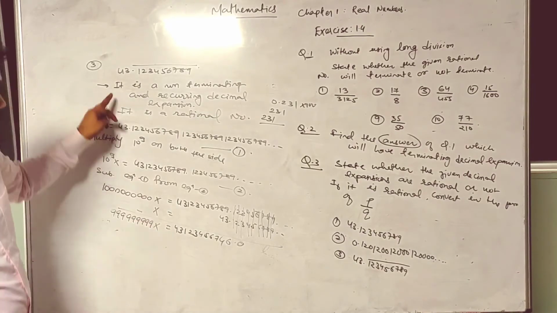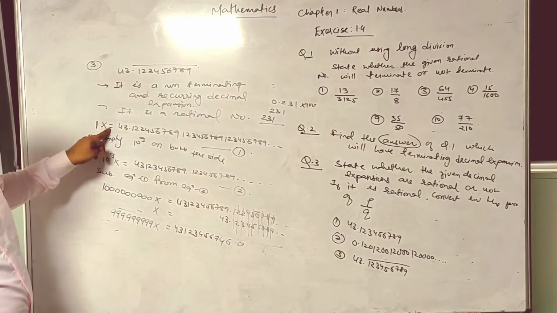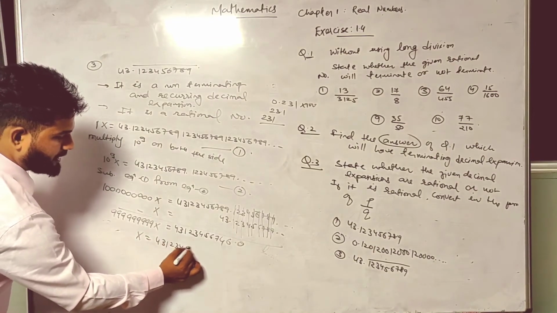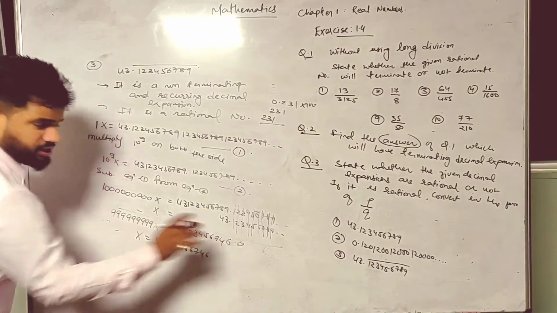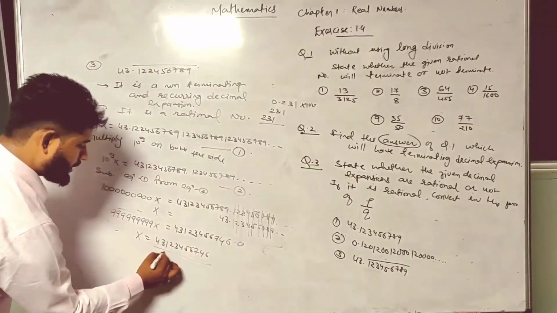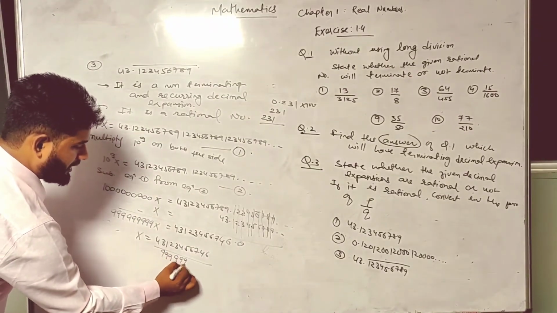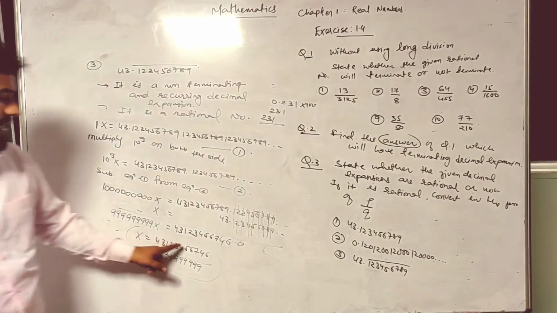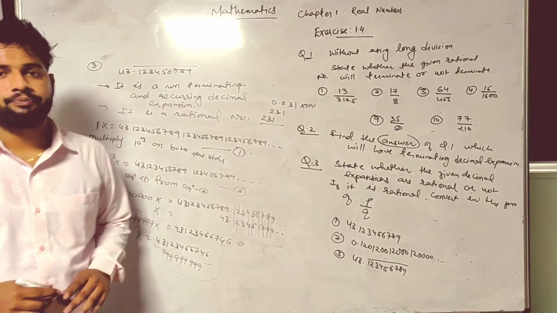Now you have to find out x. You have to suppose this as x. So x is equal to 431234567 4 6, the 0.0 you don't have to write, upon 999999999. And that is your P by Q format.